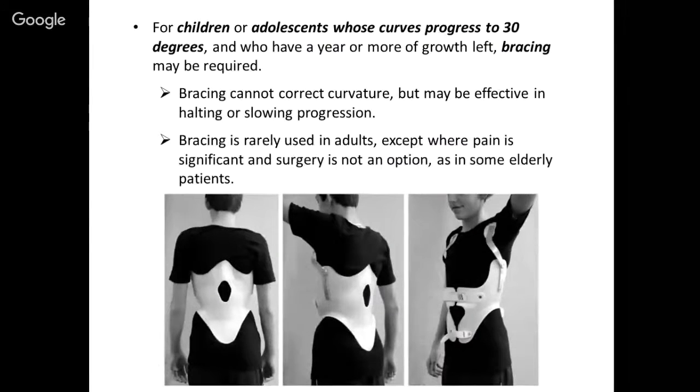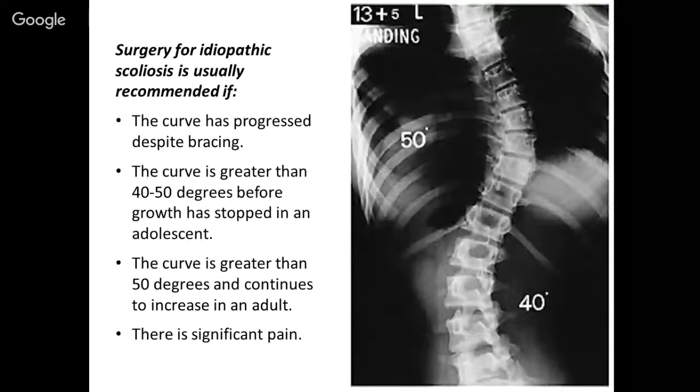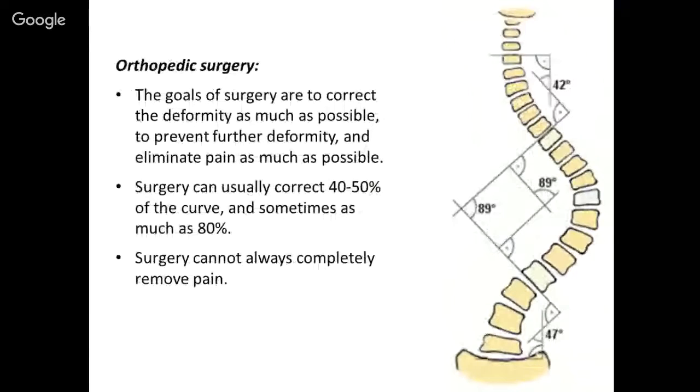And we'll see how we can treat this without all of these different options that the medical profession is offering. We'll do it naturally. So surgery for idiopathic scoliosis is usually recommended if the curve has progressed despite the bracing, if it's greater than 40 to 50 degrees before growth has stopped in an adolescent, and the curve is greater than 50 and continues to increase, or if there's significant pain.